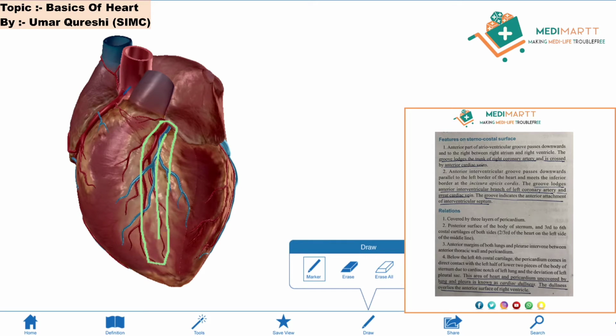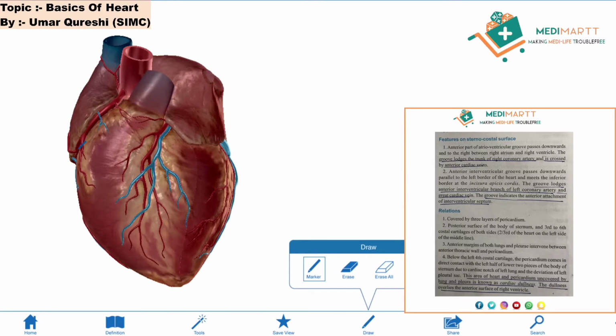Same question as we discussed about the atrioventricular groove on the right side. Your teacher will ask you to tell the contents of the atrioventricular groove on the right side. So you have to answer that the contents of the right atrioventricular groove are the trunk of the right coronary artery and the anterior cardiac vein. That is the first point of the features. Then let's move towards the relations.